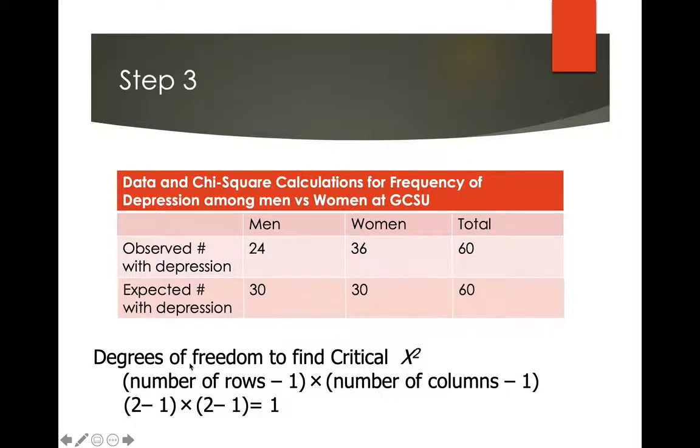For that, we calculate our degrees of freedom, and we have 2 columns and 2 rows. So it is 2 minus 1 times 2 minus 1, which is equal to 1. And that's how we arrive at our degrees of freedom of 1.